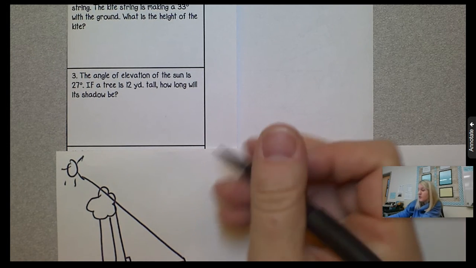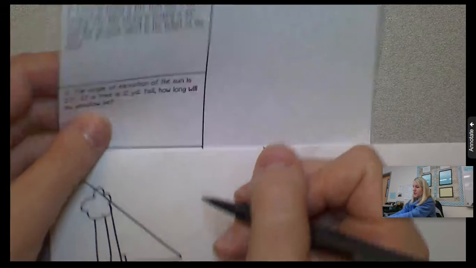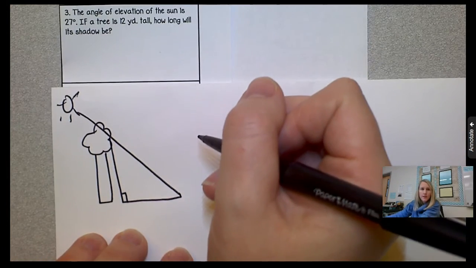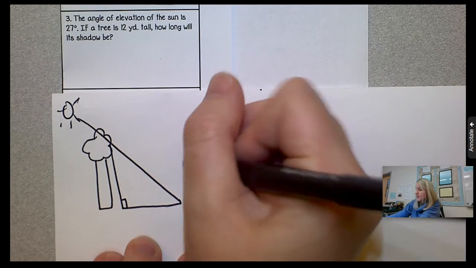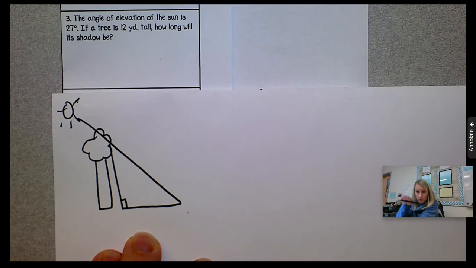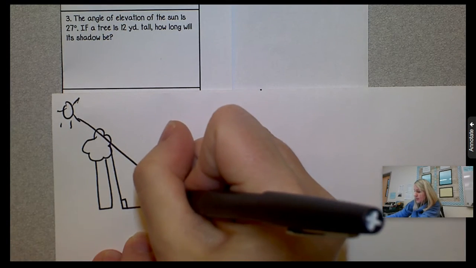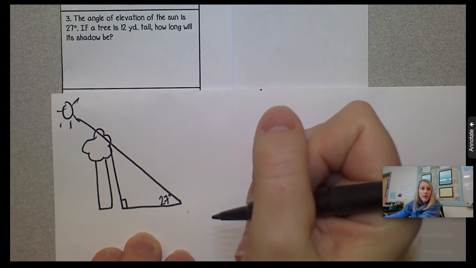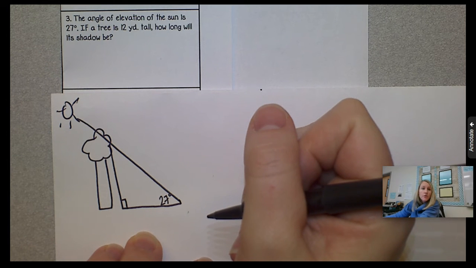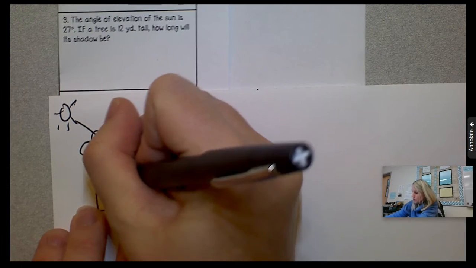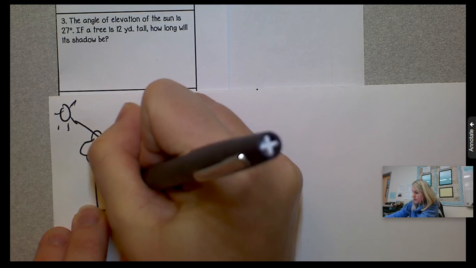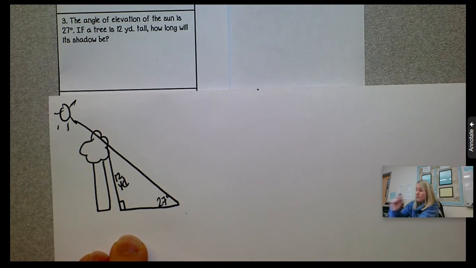The angle of elevation of the sun is, it would help if you could actually see my triangle. Okay, the angle of elevation of the sun is 27 degrees. So remember, elevation is when you look up at something. So it's this angle right here, 27 degrees. If a tree is 12 yards tall, so this is 12 yards, right? That's how tall it is. How long will the shadow be?